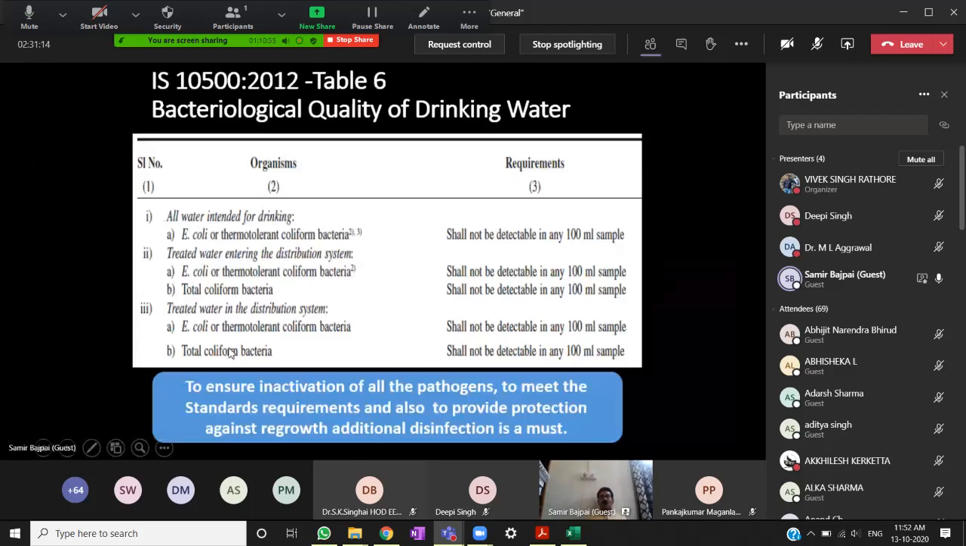And so if you look at the bacteriological quality requirement, you should not have any total coliform, fecal coliform, thermotolerant coliform bacteria or Escherichia coli bacteria in your water sample. You collect a 100 ml water sample, and it should be free from these bacteria. And to ensure this condition, we need to go for disinfection.